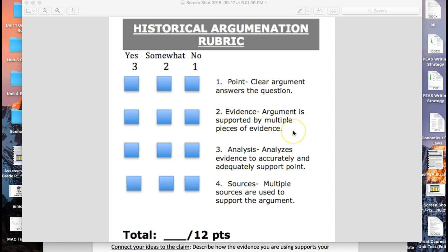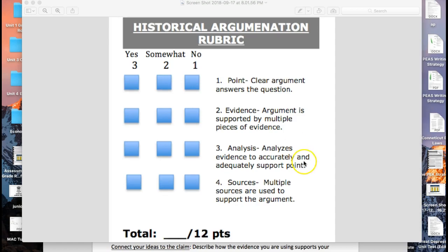The second part is the evidence that you choose to use from the sources, both secondary and primary, that you read in the unit. The third part is analysis, which is where you use historical evidence and explain how and why it proves your point. The fourth part of the rubric requires that you use more than one source to complete your argument.